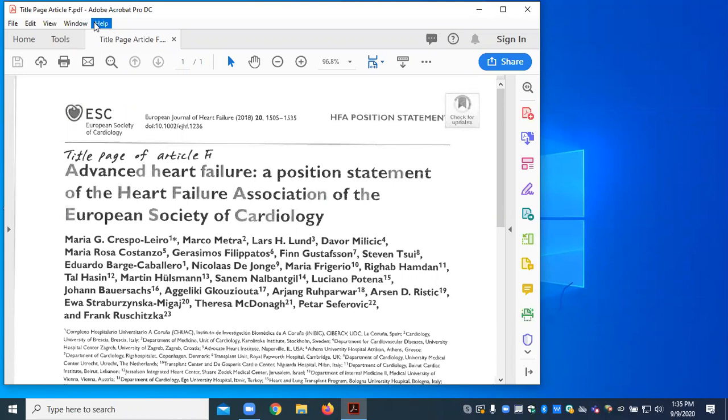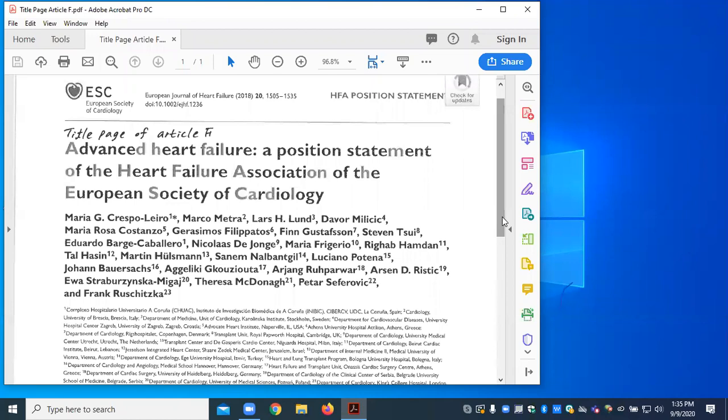We can see it, Dr. Sowa. Okay, I put an article F like that, okay? This is the title page. If you just read the article, I'll let one student read the title. Serena Frisbee, are you there? Yes, ma'am. Can you read the title of this article? Advanced Heart Failure, a Position Statement of the Heart Failure Association of the European Society of Cardiology.